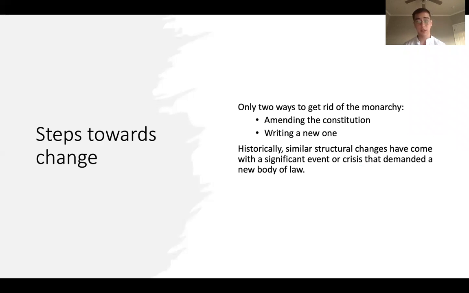There are only two ways of getting rid of the monarchy: amending the constitution or writing a new one. Historically, a new one has been written because a major crisis happened, and to be honest, changing just Title Two of the constitution, which is the crown, would also mean changing almost all of it, because it progressively explains the king's role in almost every title.